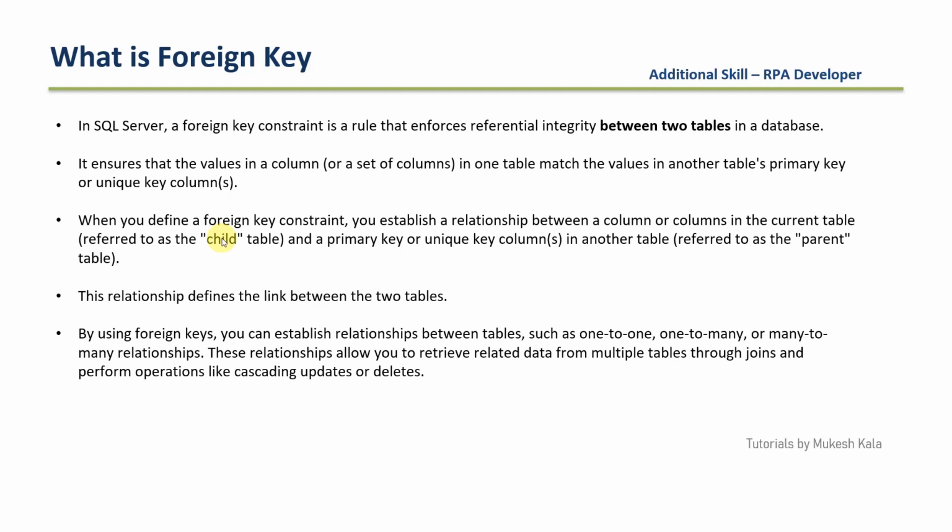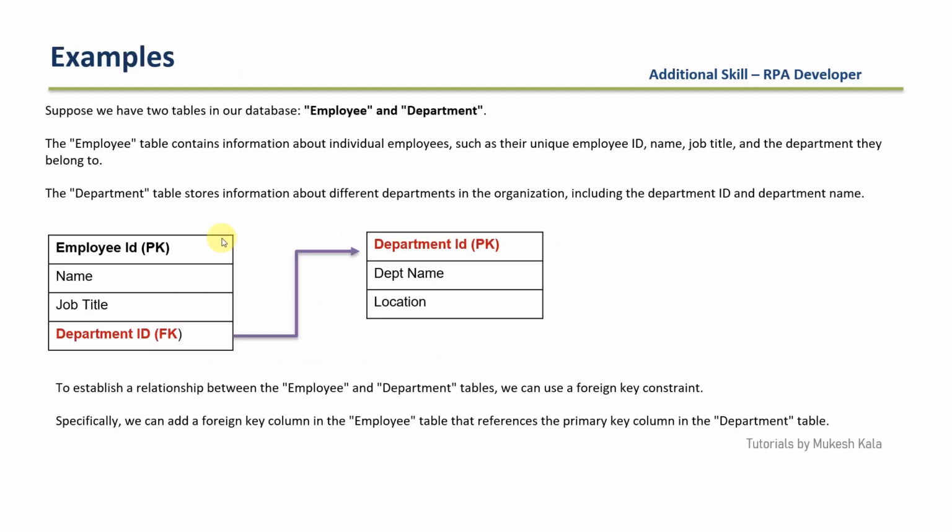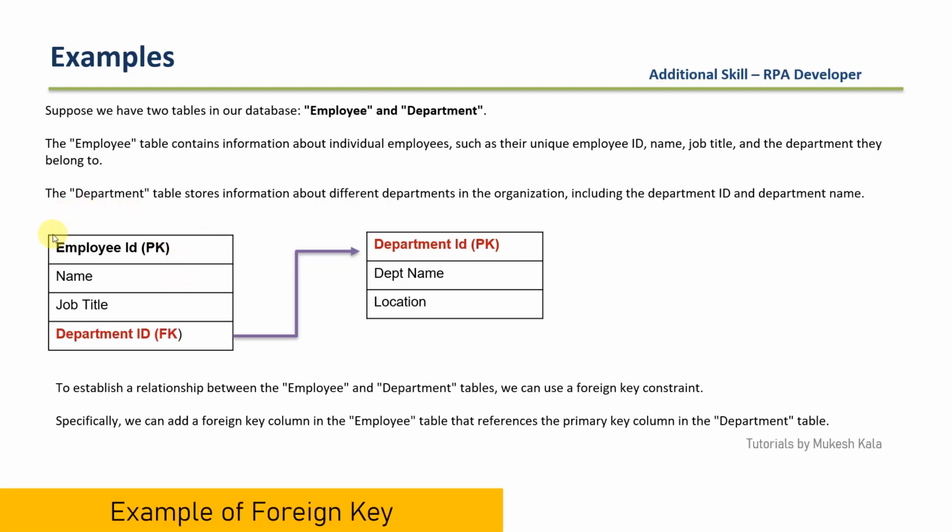It can be one to one, it can be one to many, it can be many to many. Okay. To understand foreign key with an example, I have this slide where I have got two tables, which is very simple, right? So I have a table which is called employee. As you can see, the employee ID is a primary key. It has the name, it has the job title, and it has the department.